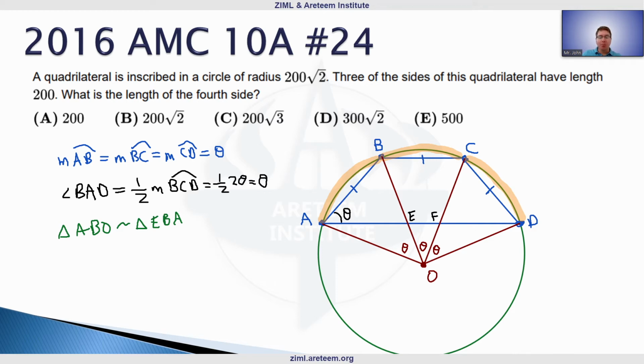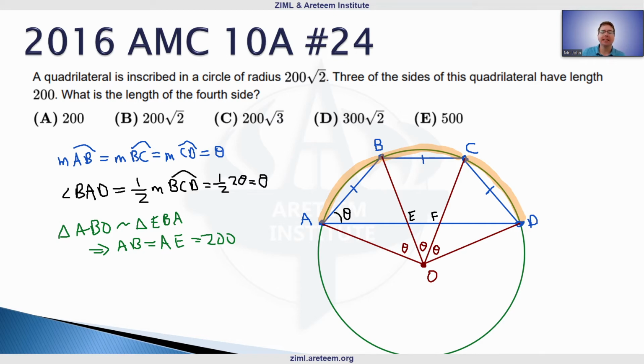In fact, both of these triangles then are isosceles, right? So this implies that ABE is also isosceles. So AB equals AE equals 200. So this is how we can come up with that length of AE in this scenario.